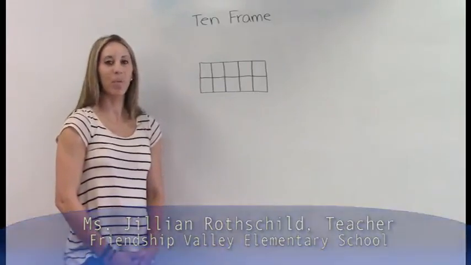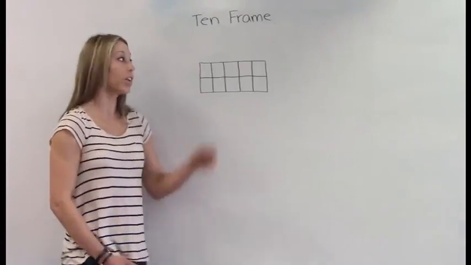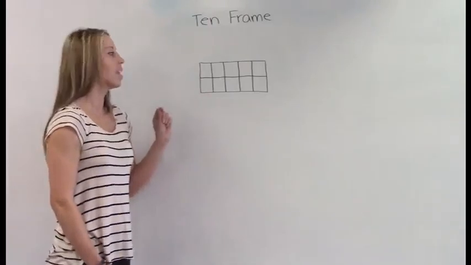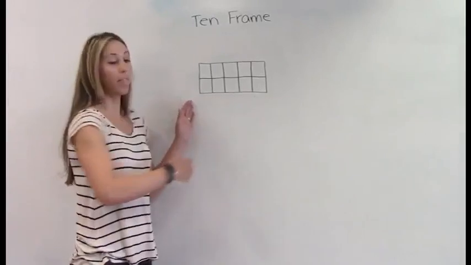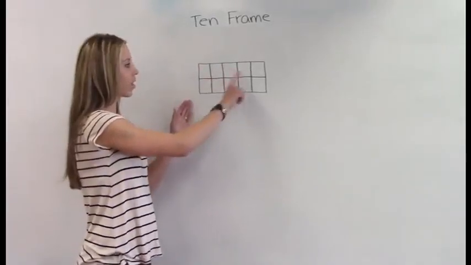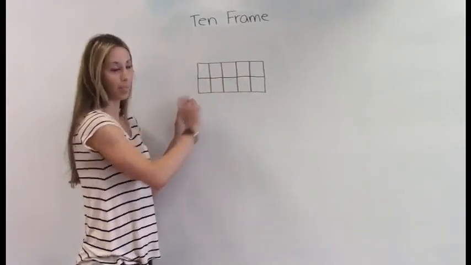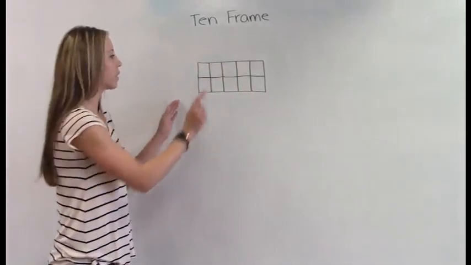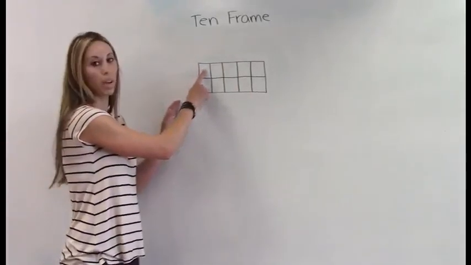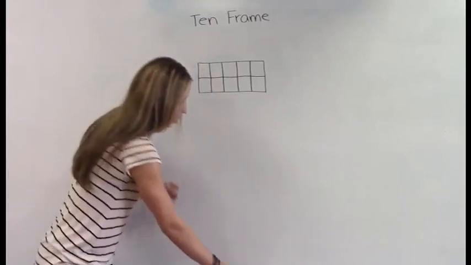Today I'm going to show you how we build and represent numbers to 10 in kindergarten using a tool called the tens frame. Simply put, it's a frame that when all filled holds 10, 5 across the top and 5 across the bottom. And when we build numbers on the tens frame, we teach our kids that we always start with number 1 right here in the top left-hand corner.